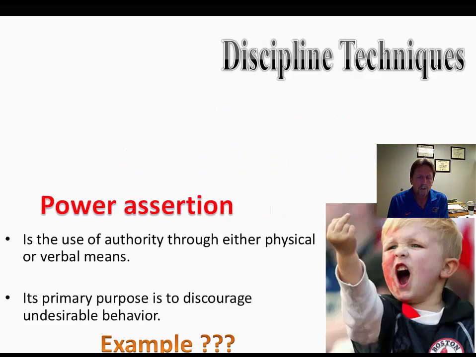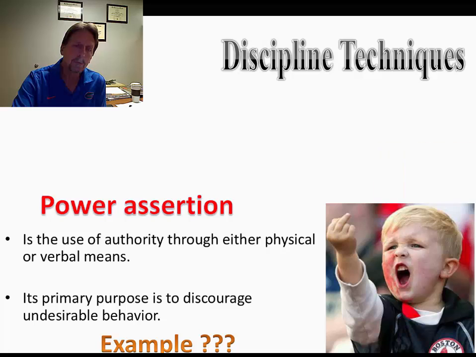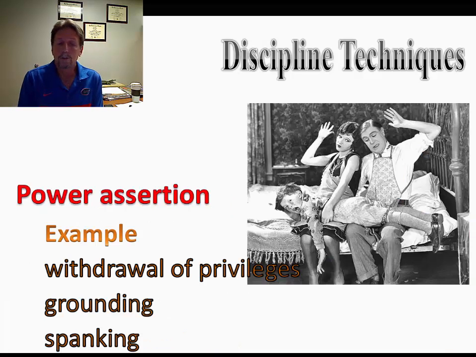Power assertion is a use of authority in either physical or verbal means. Its primary purpose is to discourage undesirable behavior. So, power assertion is anytime a parent uses their authority, anytime they use discipline in order to get what they want from the child. And this is primarily used to discourage undesirable behavior. So, examples of power assertion are withdrawal of privileges, grounding, and spankings.